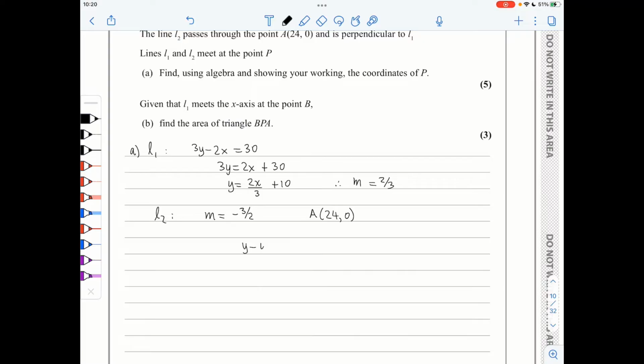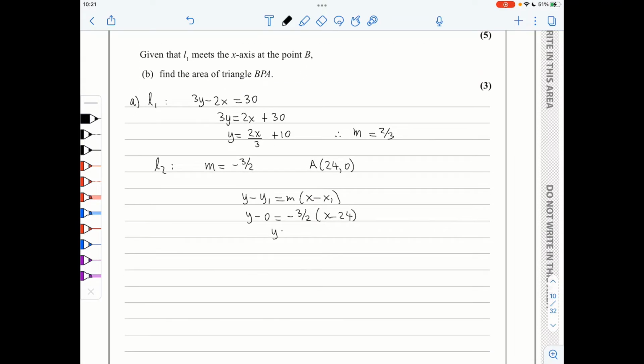So using y minus y1 is m(x minus x1), we get that y minus 0 is minus 3 over 2 (x minus 24). And I will expand this to get y is equal to minus 3 over 2 x plus 36.